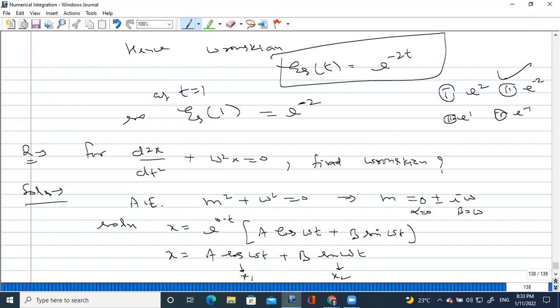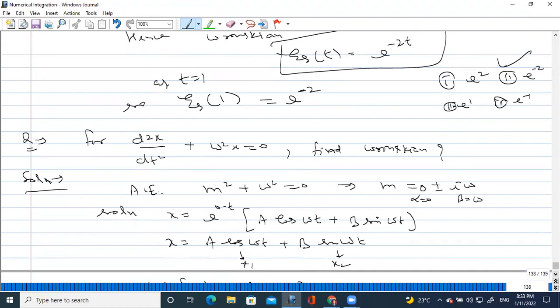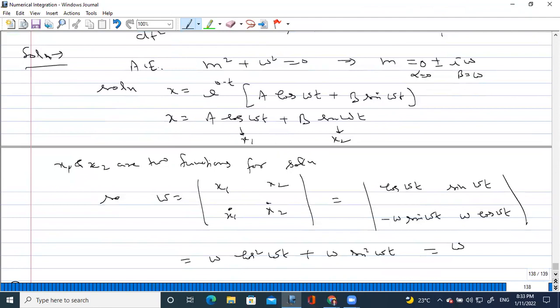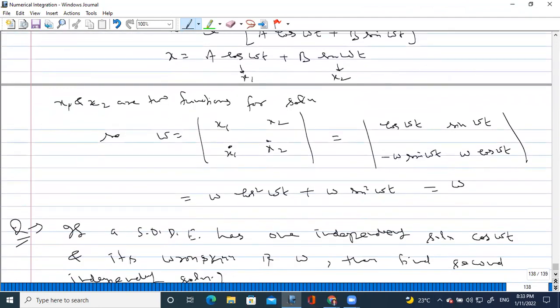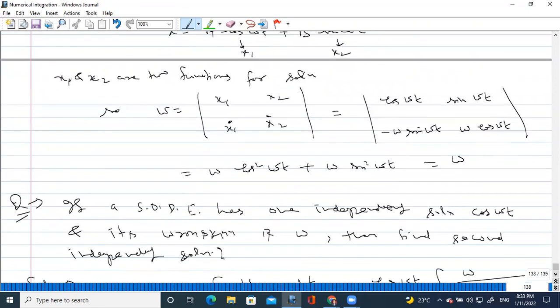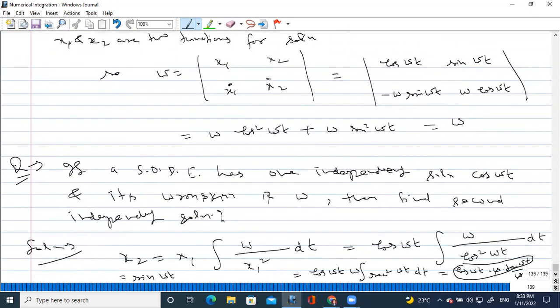Sir, will the Wronskian always be constant? Huh? Will the Wronskian be constant? Yes, this is the determinant value, no? Actually, it will depend. The Wronskian also will depend upon t, because it is a function of t or x. Then it will depend upon the condition. So when you apply the boundary condition, then you will get the constant value. Sometimes it is constant, sometimes it depends upon the independent variable.